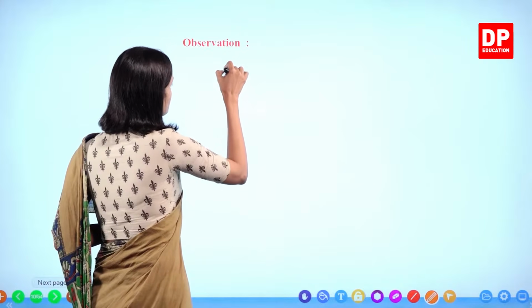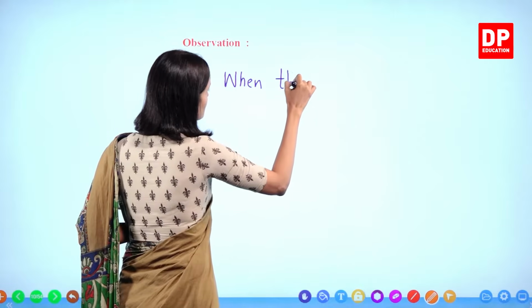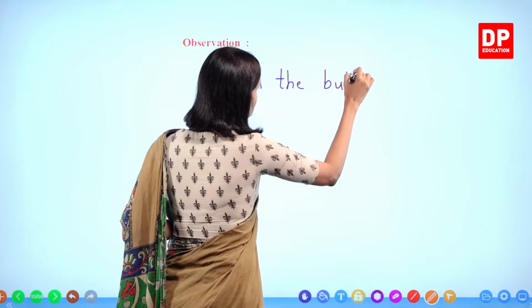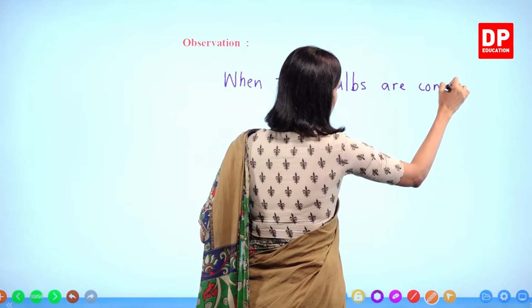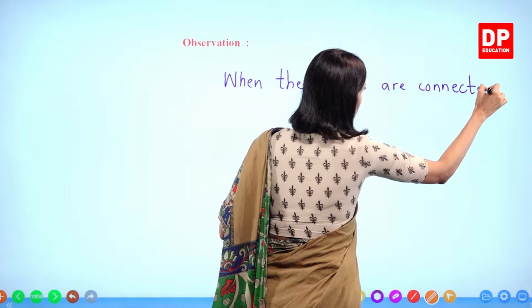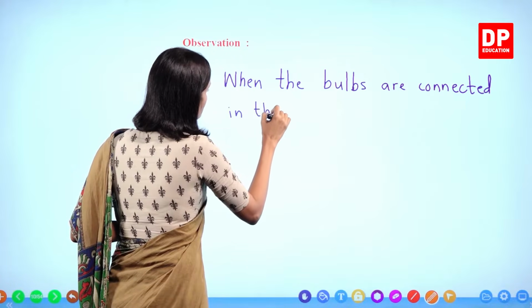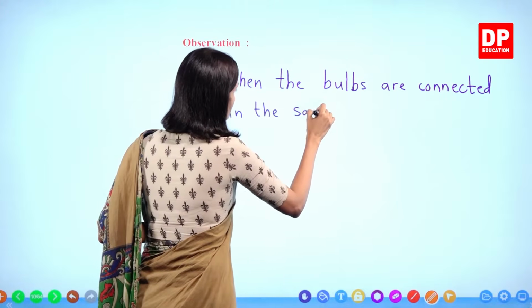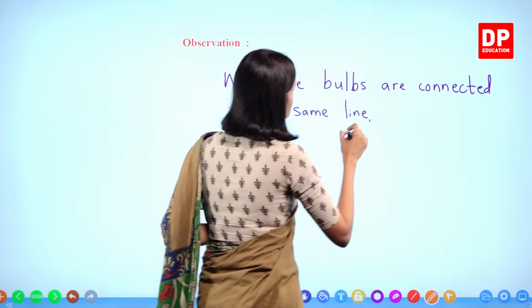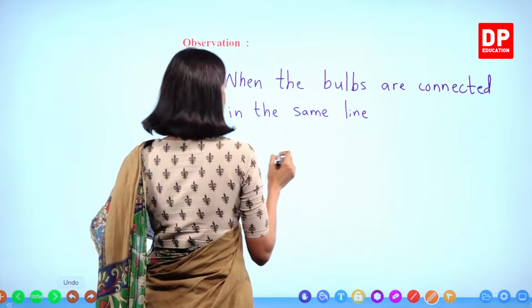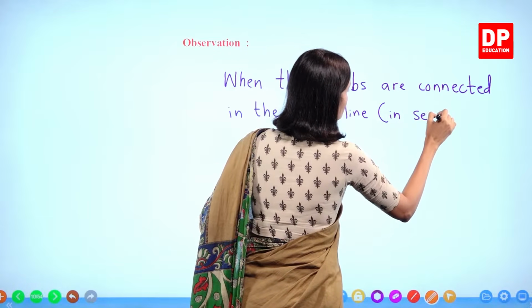Observations. When the bulbs are connected in the same line, which means in series. We'll write within brackets, in series.